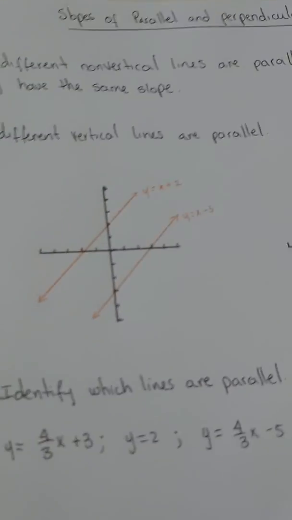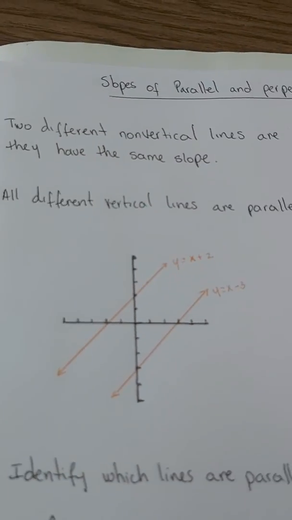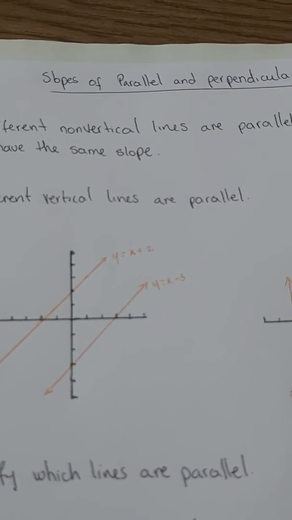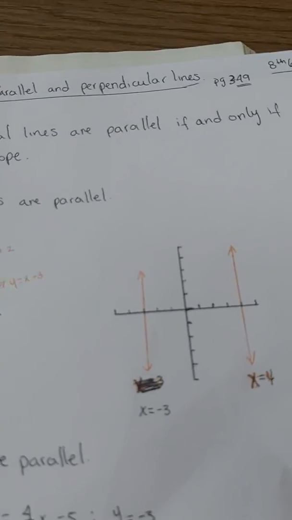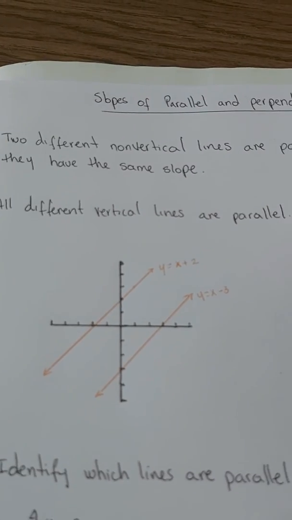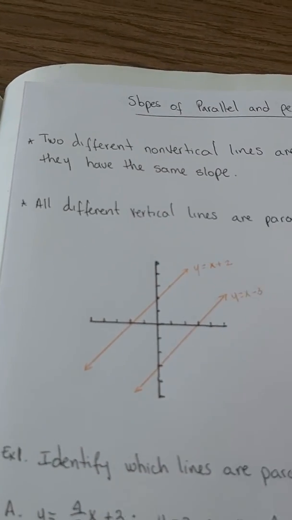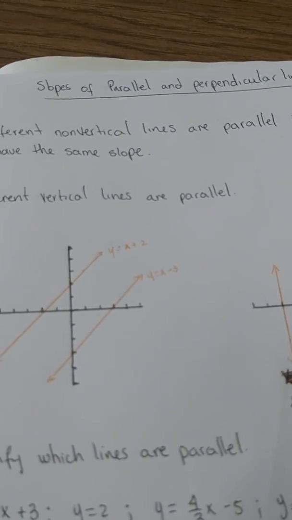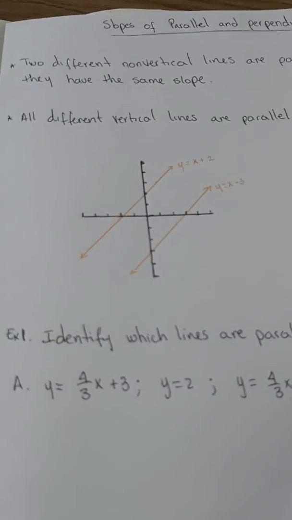Now, let's define parallel lines. Two different non-vertical lines are parallel if and only if they have the same slope. Okay, all different vertical lines are parallel. So here we have two examples.